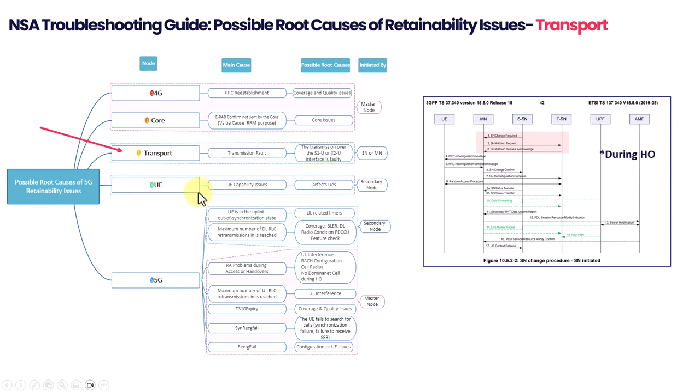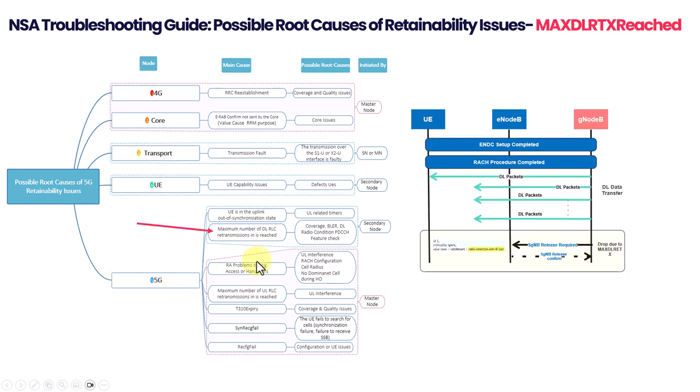This is one of the cases, but there are several cases which can trigger a drop after a successful SGNB addition, which can also be RACH problems, configuration issues, and many things related to the UE. Now, moving forward, the next one is about the 5G, and in 5G we have multiple causes.